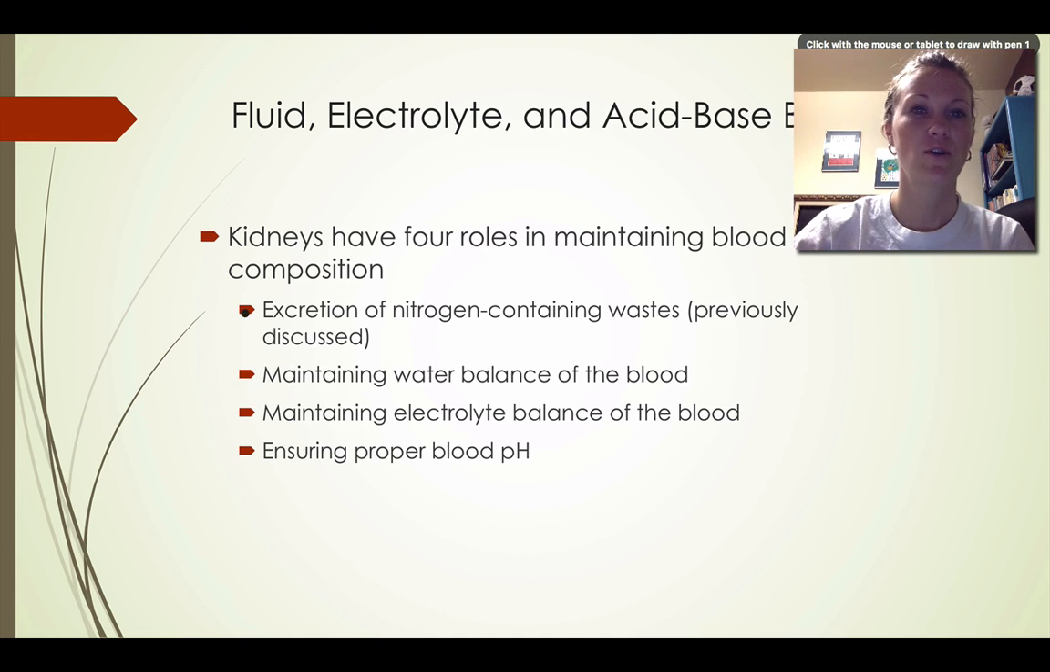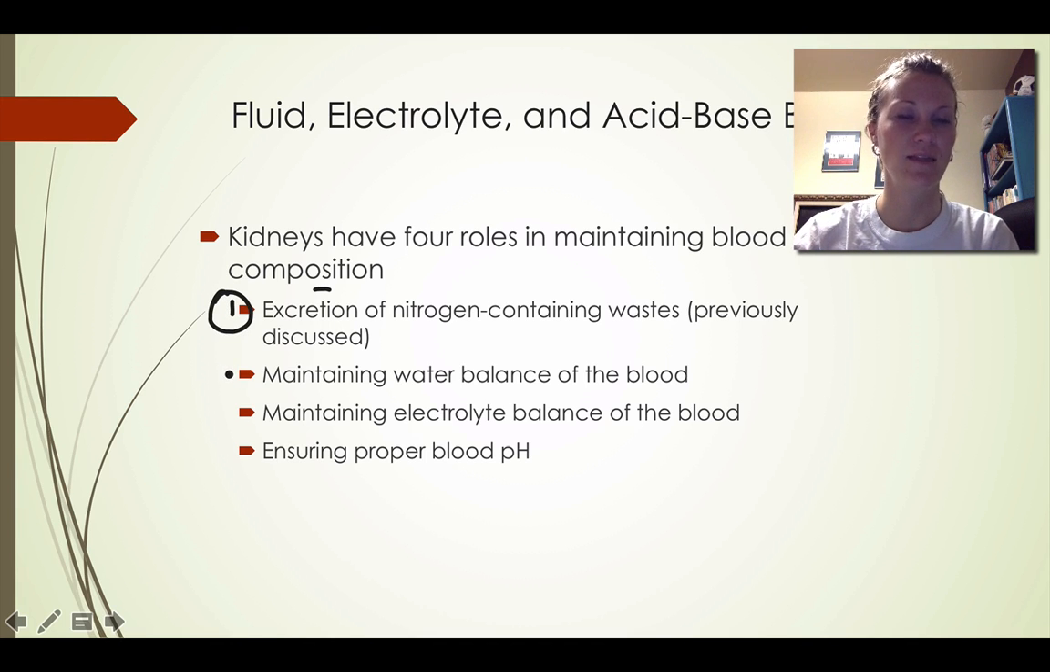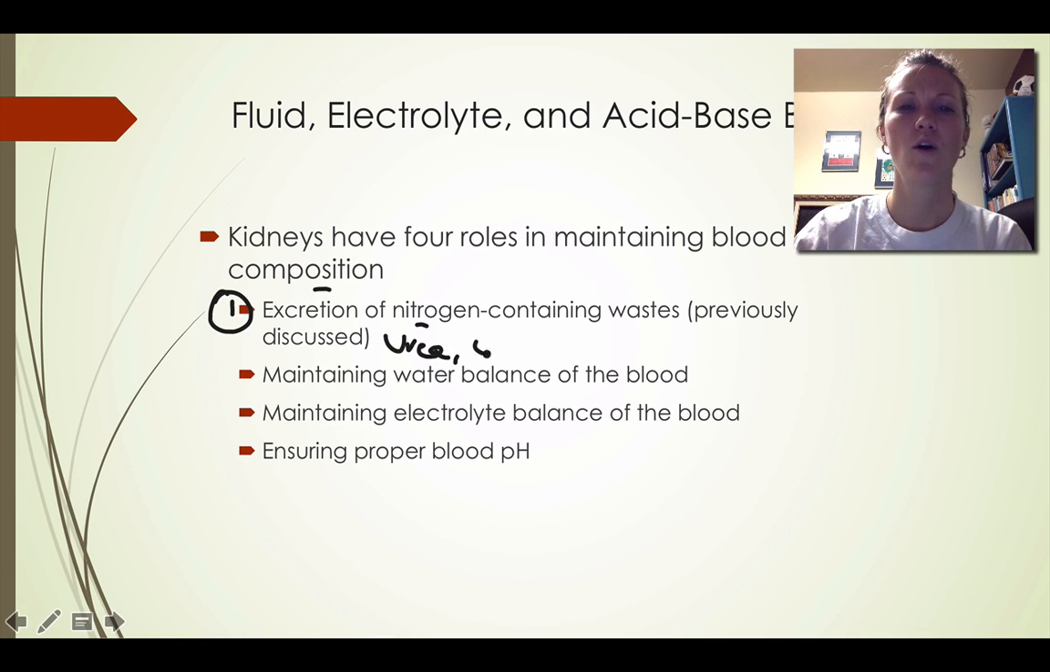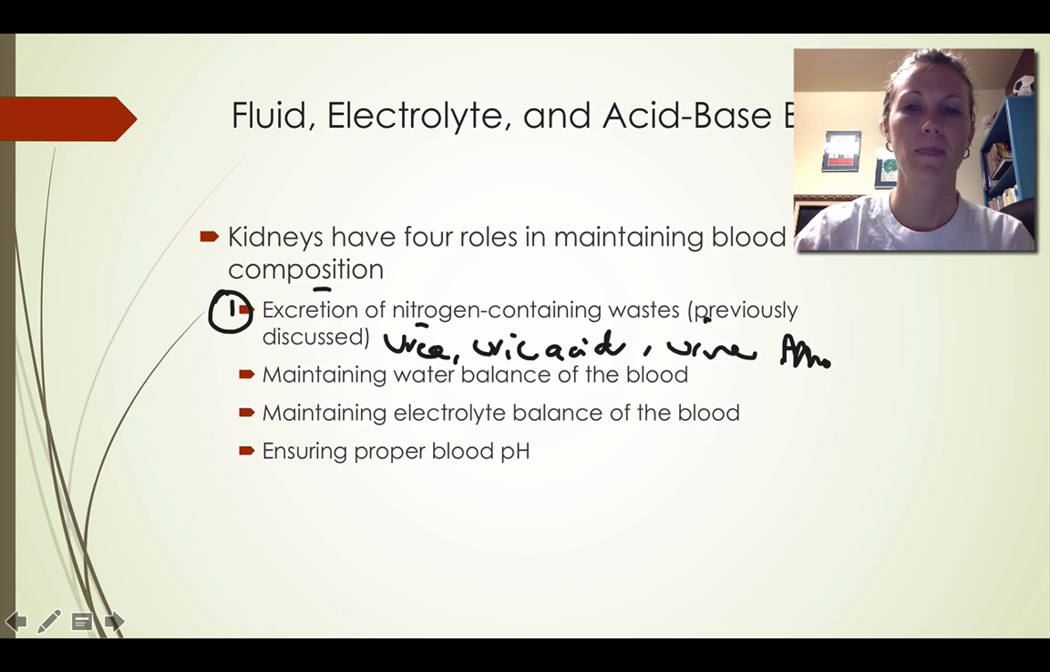All right, so your kidneys have four major roles in maintaining blood composition. The first one is excretion. We've talked about this, if you've watched some of the other videos, but basically the excretion is of nitrogen-containing waste. Those were previously discussed, but those are going to be things like urea or uric acid, which eventually will become urine. So anything that has the ammonia, or the nitrogen bases in it.